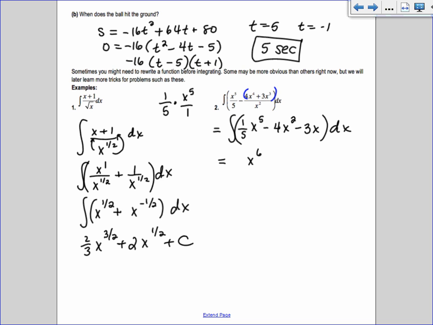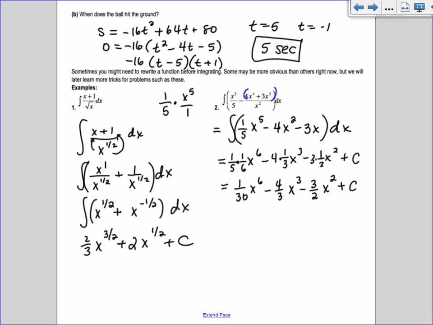So you get x to the 6th. You would have a 1/6, but you also have that 1/5. So I'll do it one thing at a time because I think some of you are still in trouble with this. Minus x cubed. I'm going to have a 1/3 and a 4. X squared, I have a 1/2 and a 3. Plus c at the end. So I get 1 over 30, x to the 6th, minus 4 over 3, x cubed, minus 3 over 2, x squared, plus c.